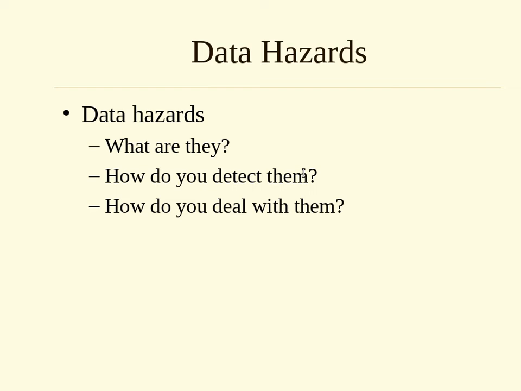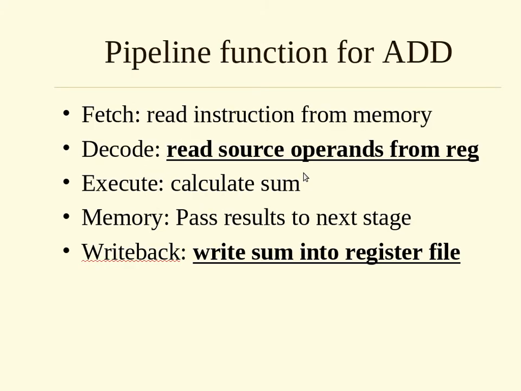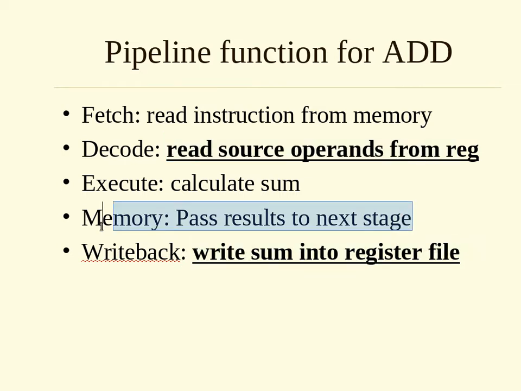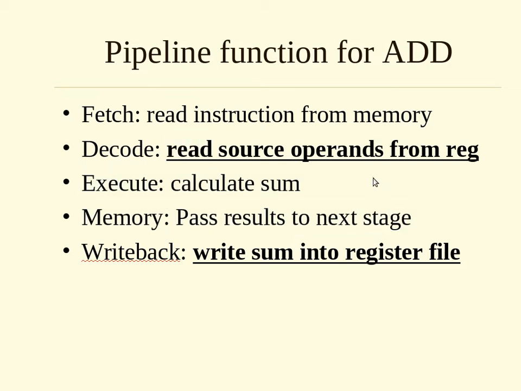But let's go back to data hazards. I've already talked about what they are: when you can't get the data that you need yet because it hasn't been written back to the register file. But how are we going to detect them and how are we going to deal with them? Well, first let's do a quick review again. In decode is where we read, and in write back is where we write the sum. So if an instruction in memory or in execute is writing a value to something that the previous instruction needs to read from, that's a data hazard because it hasn't gotten that value yet.